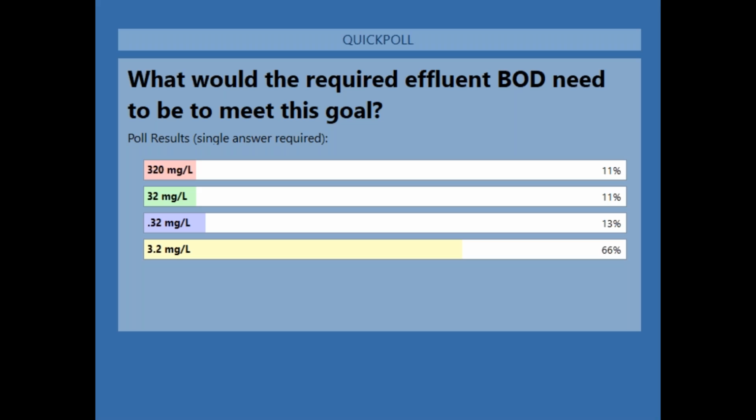So if everyone just wants to keep following along, if you didn't quite get an answer, not a big deal. Let's say most of us got the correct answer, 3.2 milligrams per liter. There's no real difference in all these answers except that there are different magnitudes. So if you might have multiplied something incorrectly, that's why you might have got one of the other ones.